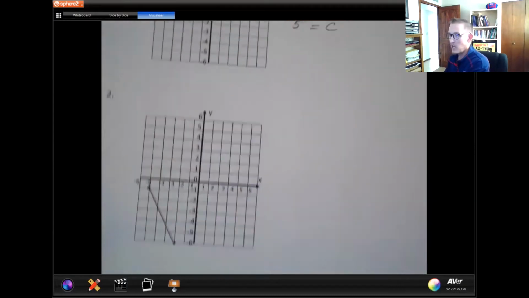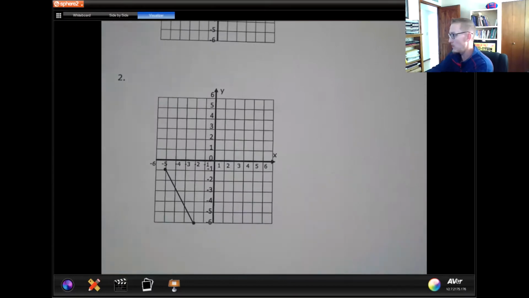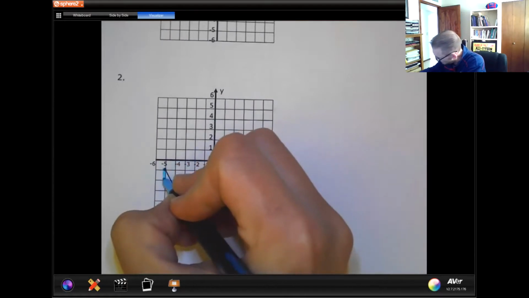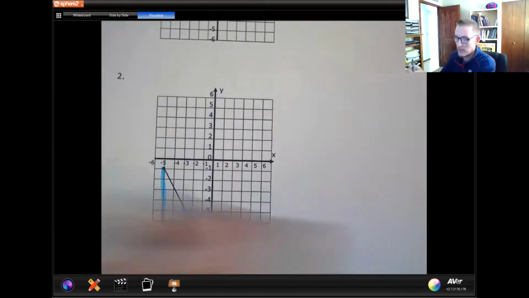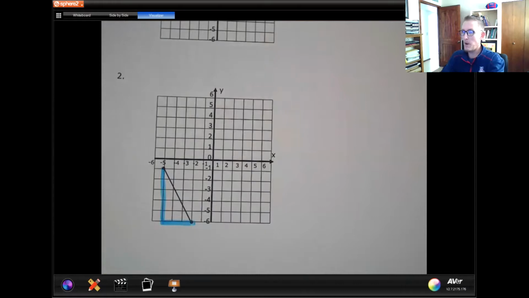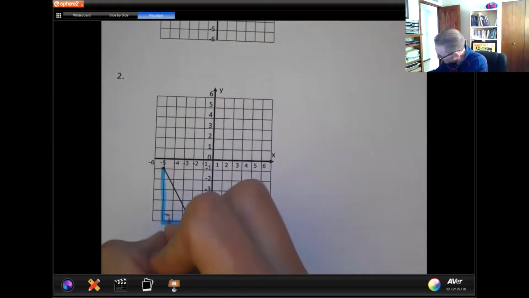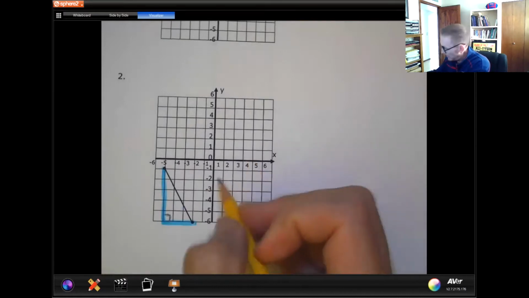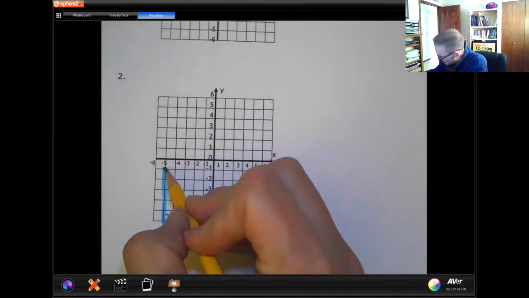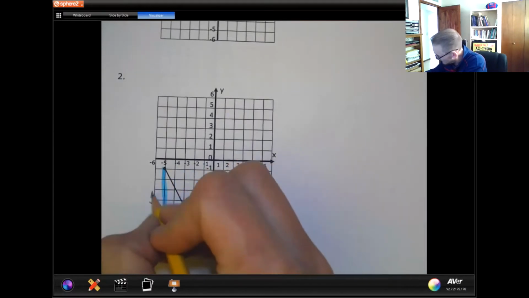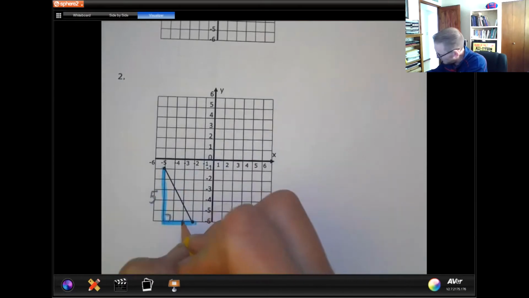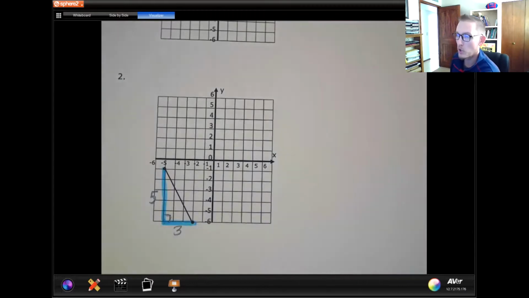Okay, let's take a look at another one here. Here's our straight line, and we're going to make our right triangle. I'm going to go straight down and then straight over to the right. That creates my perfect right angle here in the corner. Now this is side A and B. Here's side A. It's 1, 2, 3, 4, 5. And side B is 1, 2, 3. We're just going to travel along the grid. This one travels down 5, and this one's over 3.